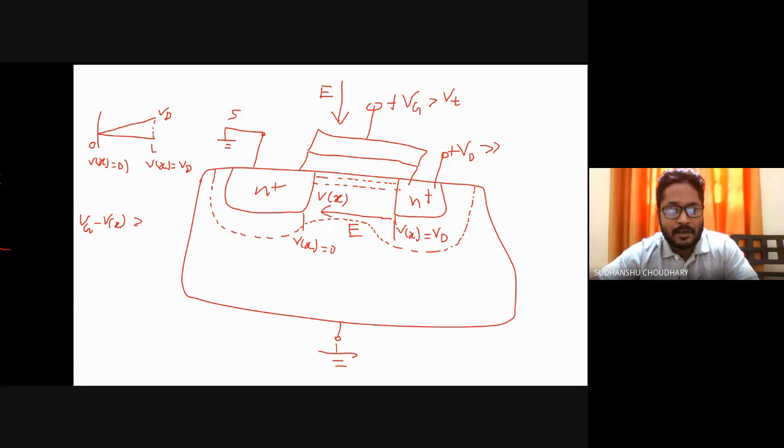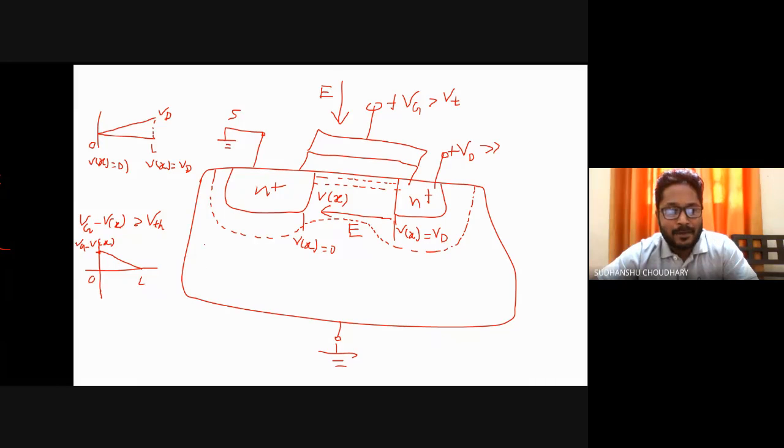is that Vg minus Vx should be greater than Vt. So this also changes as you move along the channel. That is Vg minus Vx. So this is maximum. Yeah, Vg minus Vx is maximum at the x equals 0 point, and it reduces when you move to the x equals L point, right? So this changes as you move from source to drain.